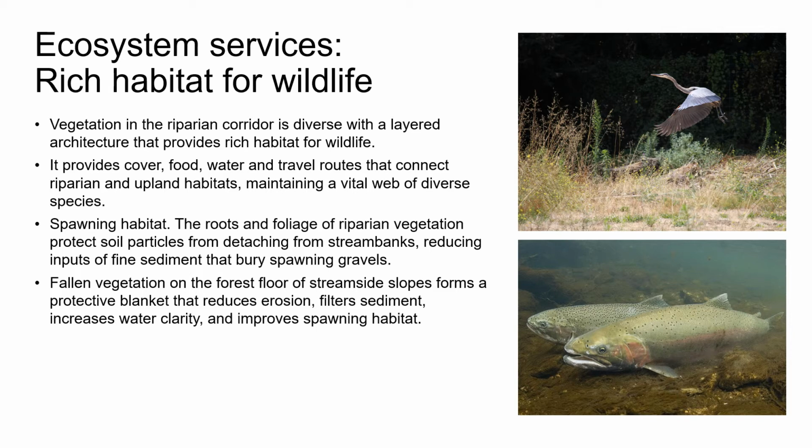Overhanging branches shade the water during the warm, dry summer months, keeping the water temperature cooler, which favors the survival of fish and young amphibian species. The roots and foliage of riparian vegetation protect soil particles from detaching from stream banks, and this can reduce the input of fine sediment to the waterway that can bury spawning gravels. Spawning gravels are the gravelly areas on the bed of the waterway where fish such as steelhead salmon lay their eggs.